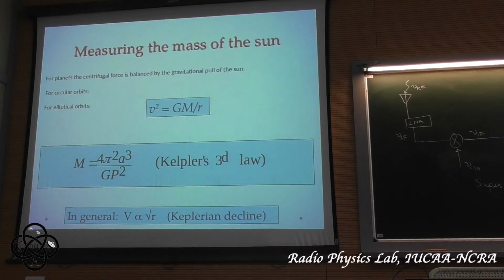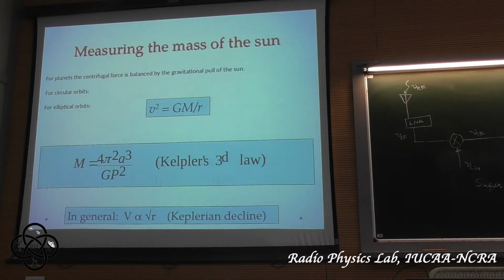And so for a circular orbit, you would get this relationship that V squared goes like GM by R. All of you would probably have seen this when you studied high school physics, where M is the mass of the sun. So if I could measure the circular velocity of the planet, and I know the distance between the planet and the sun, I can measure the mass of the sun, because that's the only unknown left in this equation, assuming that I know G.